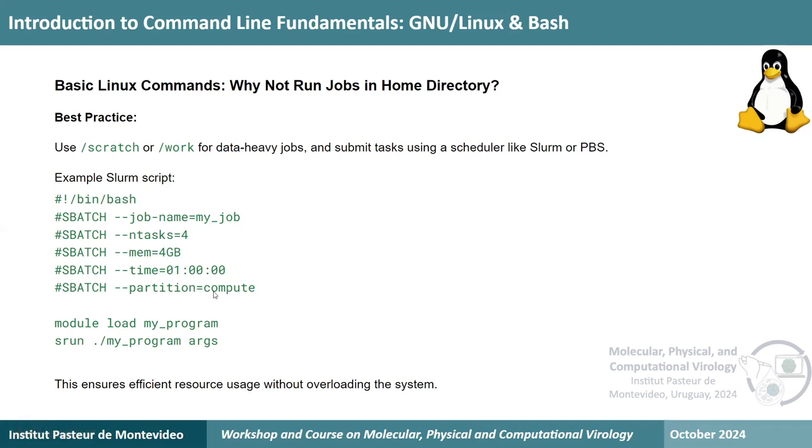Then the last line of the beginning of the file specifies the partition to run the job on. The partitions group compute nodes based on job types such as general purpose, high memory, or CPU intensive tasks, for example. So after submission, Slurm finds the necessary resources like CPU cores, memory, and time, and runs the job on the compute nodes.